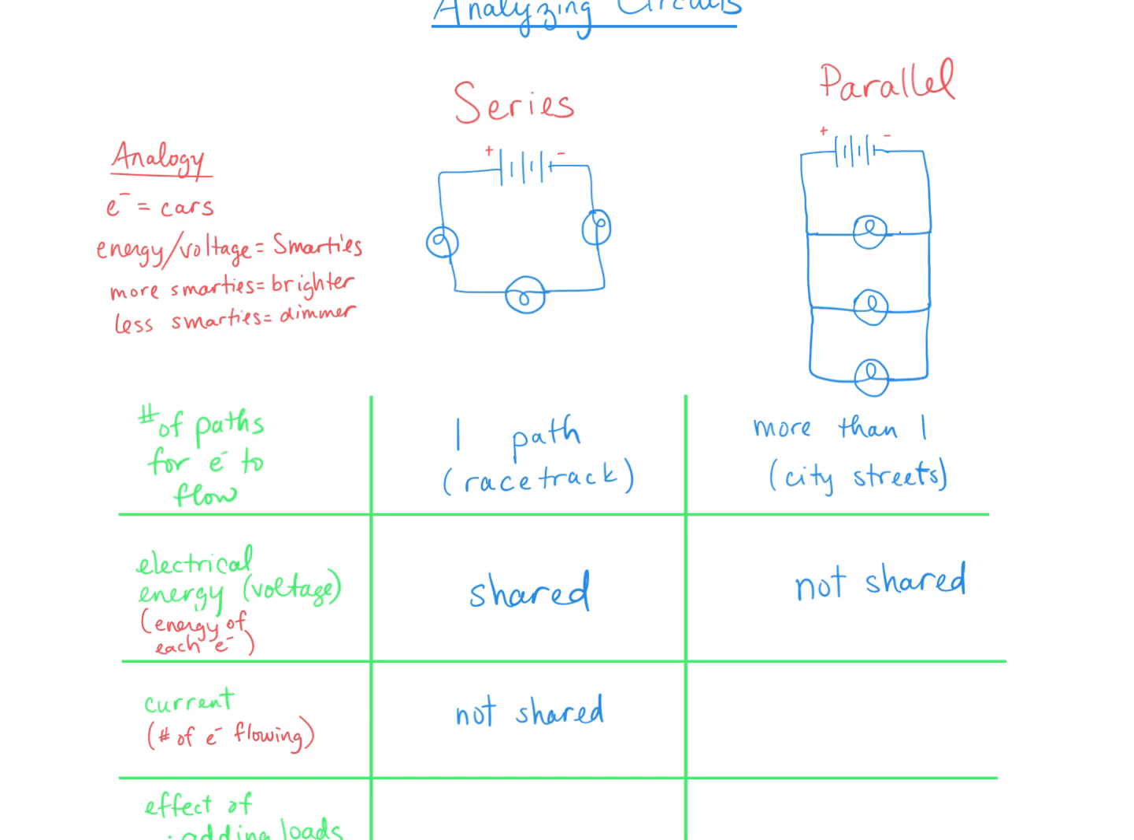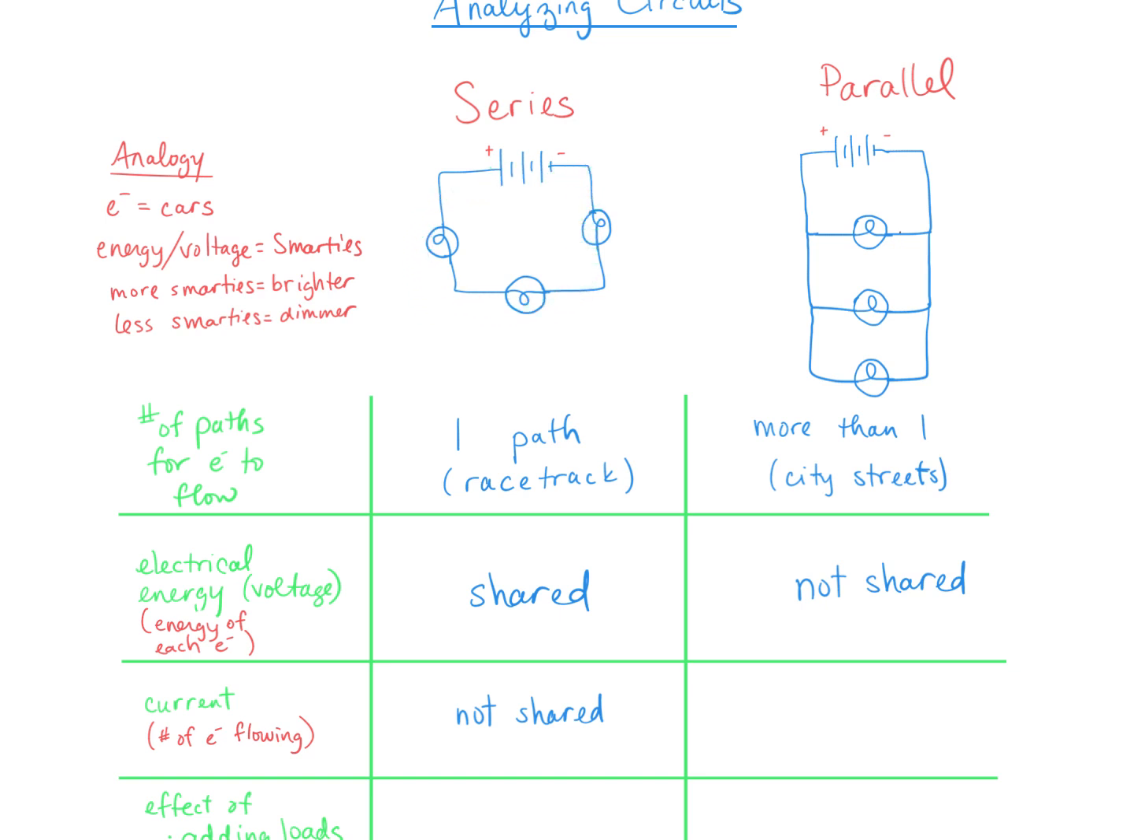Okay, I'm back. All right, so we decided then that the current, the number of cars leaving the battery here, all followed the same path. So the cars did not split up. They just followed the same path all the way around.